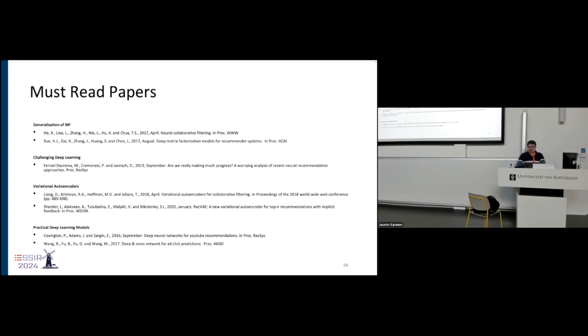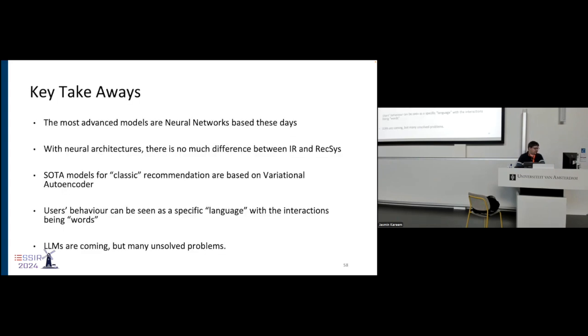There are a number of must-read papers if you really want to work on neural recommender systems. I include some of the most important ones. Some of those I mentioned. I think I actually mentioned most of them. I will not focus too much on that.